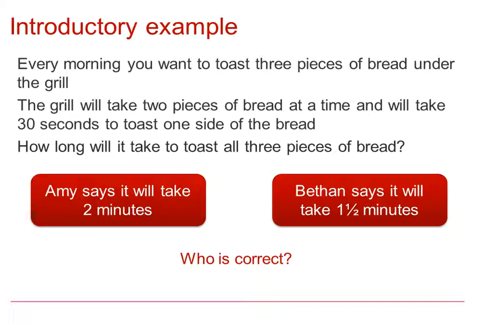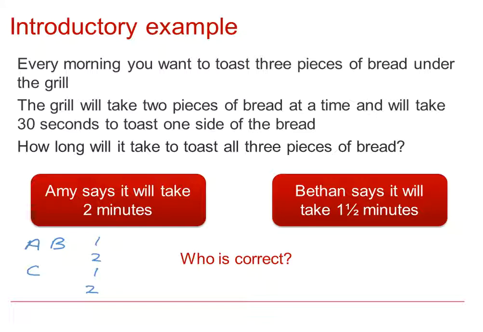Well, Amy's reasoning works along the fact that both slices A and B will have side 1 done, and then side 2, and then slice C, side 1 and then 2, each taking 30 seconds. So in other words, 4 times 30 gives 2 minutes.